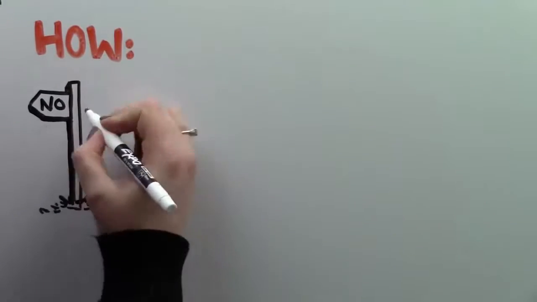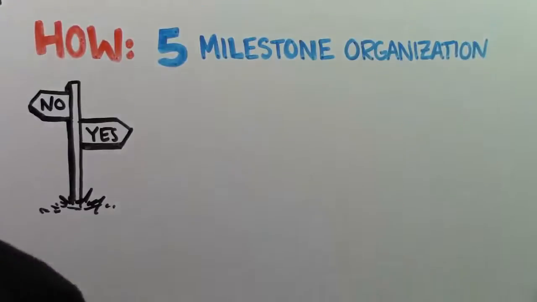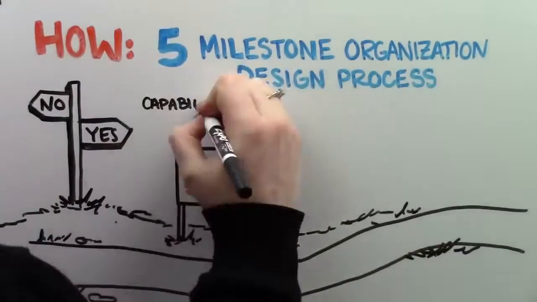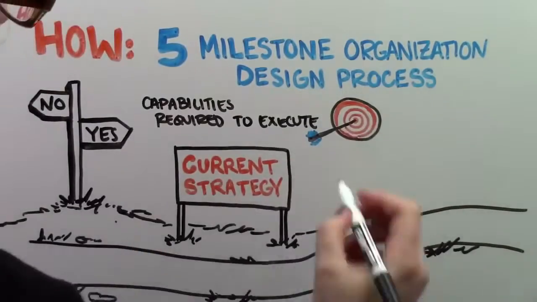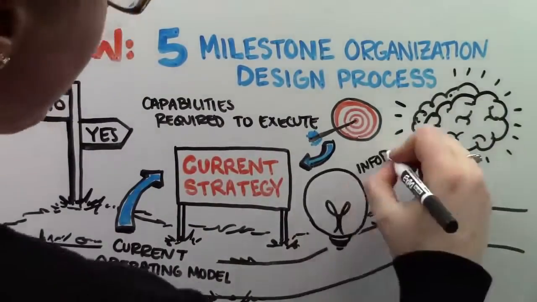Designing organizations is complex and challenging work encompassing many decisions. To do it well, you need a process. At Cates Kessler, we use the 5 milestone organization design process. We begin by understanding the current strategy, the capabilities required to execute the strategy, and the current operating model. This knowledge then informs work in each of the 5 milestones.